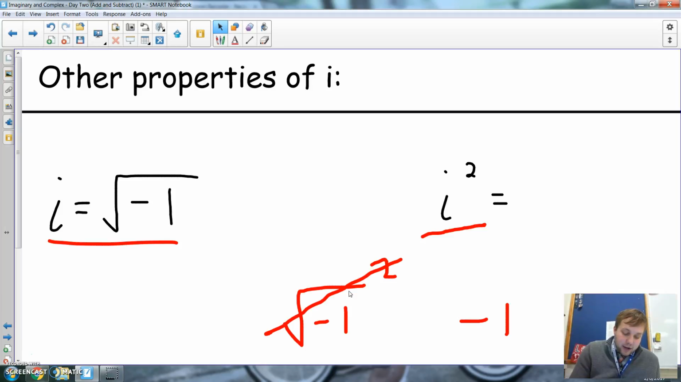i squared actually equals negative 1. Isn't that food for thought? Now, some of you guys might not completely understand why this works, but it does. Just go with it. If you take the square of the square root of negative 1, the square root and the square will cancel each other out, and you're just left with negative 1.